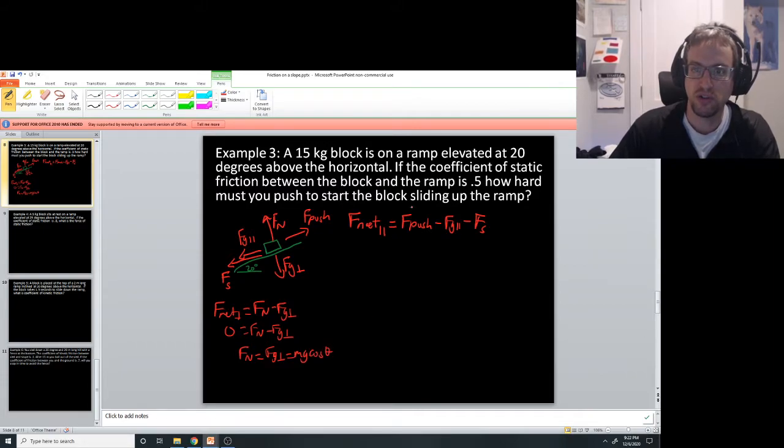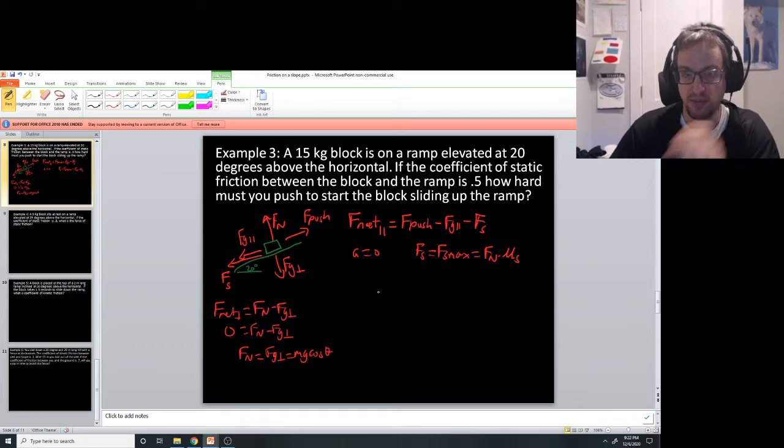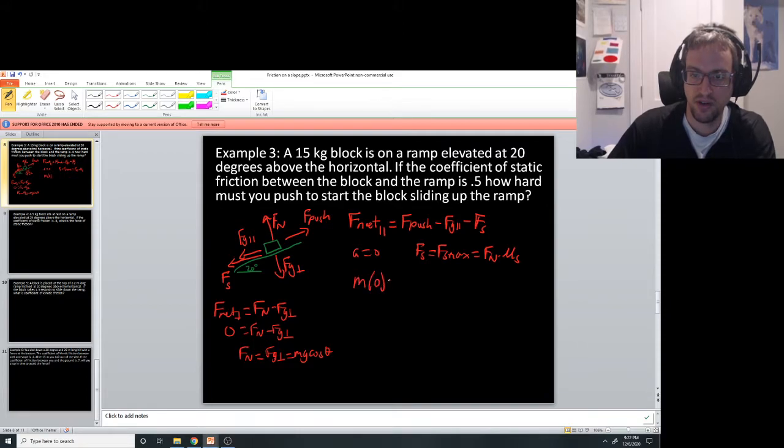Now, we want to start the block sliding. So that tells us two things. The start the block sliding part tells us that a equals 0 and that Fs is Fs max, which is normal force times coefficient of static friction. And I just found the normal force down there. So now I've got m times 0, F push minus FG parallel is mg sine theta minus mg cosine theta mu s, and I can start plugging stuff in.